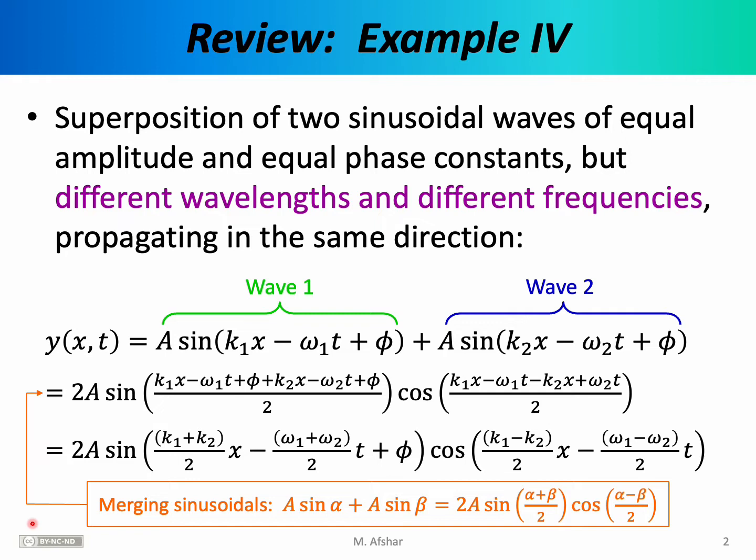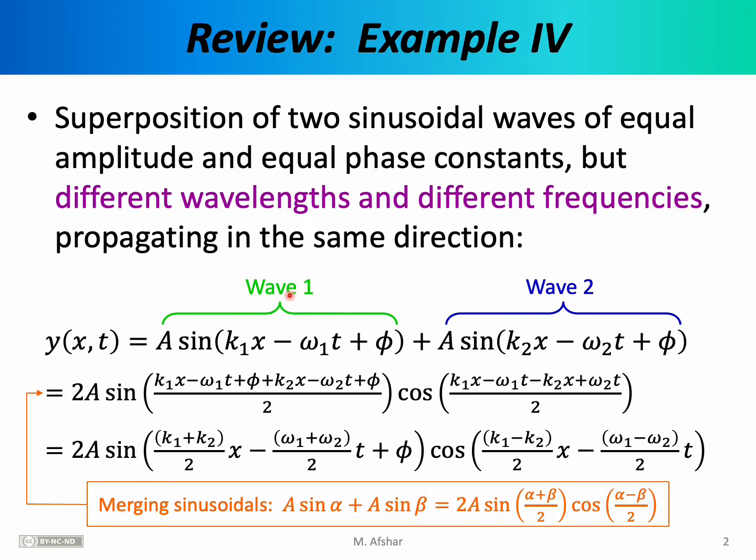For that reason, we've limited ourselves to the superposition of only two sinusoidal waves that are nearly identical, with one or two parameters being different. Today we want to discuss this particular example, which we've discussed before, but today we'll delve much deeper into it. Consider the superposition of two sinusoidal waves of equal amplitude and equal phase constants, but different wavelengths and different frequencies, propagating in the same direction.